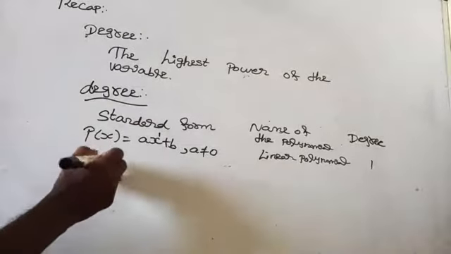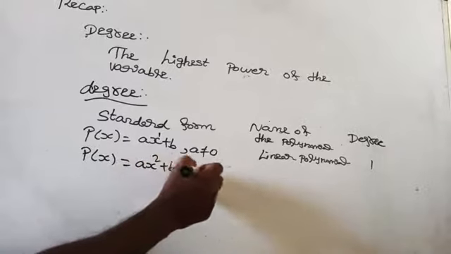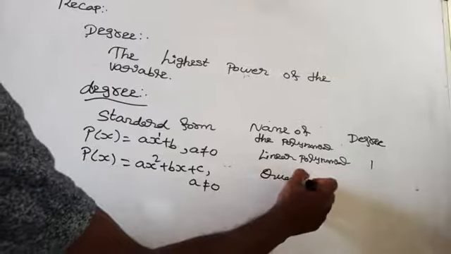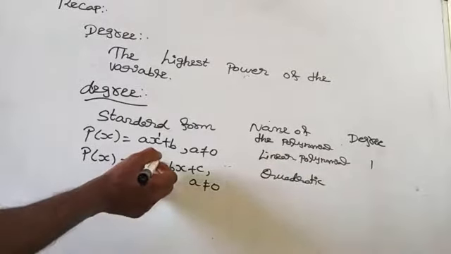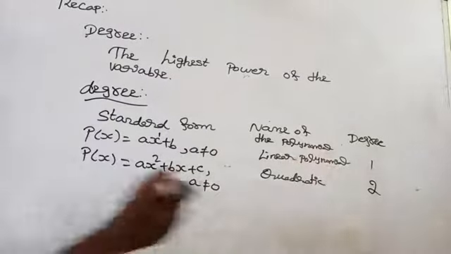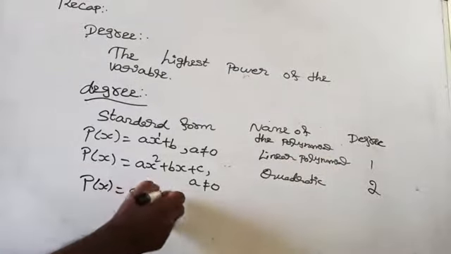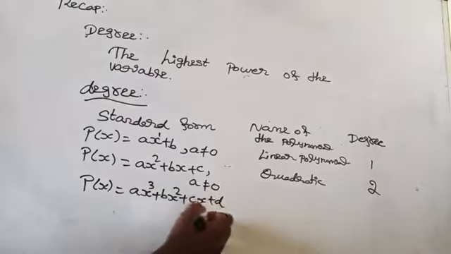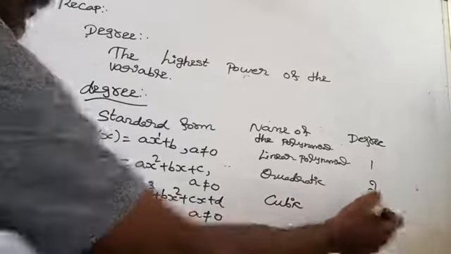And then p of x is equal to ax square plus bx plus c, where a not equal to 0. It is called a quadratic polynomial, because the highest power of the variable x is 2 here. The degree is 2. And then cubic polynomial: p of x is equal to ax cube plus bx square plus cx plus d, where a not equal to 0. It is called a cubic polynomial, and the degree of the cubic polynomial is 3.